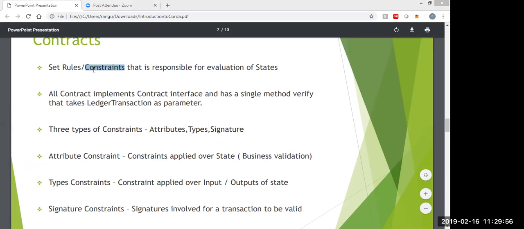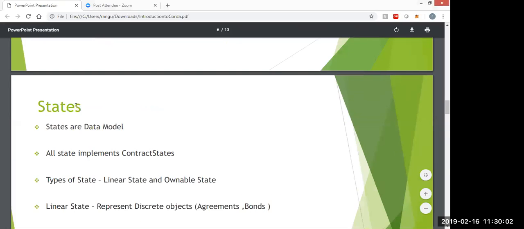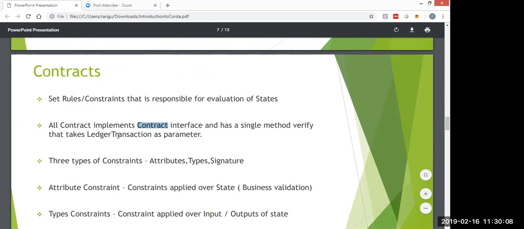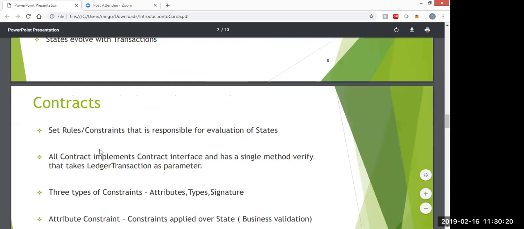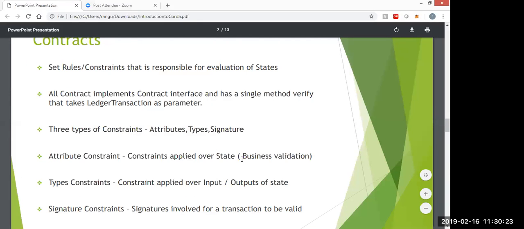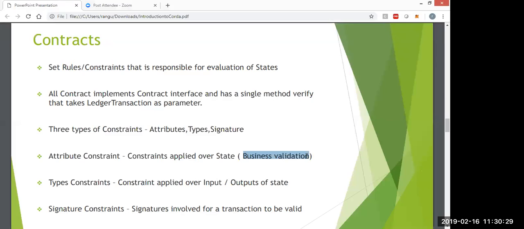So this is about contracts, and they should follow certain interfaces. States implement contract states, and a contract must implement a contract interface, and all your validation should go into a single method called verify. There are three types of constraints with contracts: attribute, type, and signature constraint. You include all your business validation in the attribute constraint. For instance, I gave you the example that you cannot include negative numbers. And there is something called a type constraint.